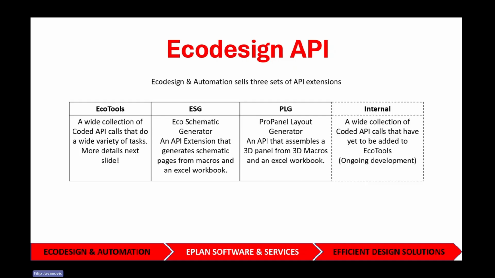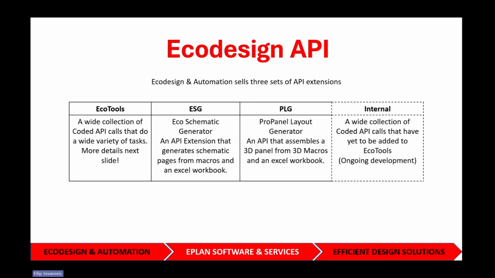The newest API we've come out with is the PLG. Like the schematic generator, the PLG is a Pro panel or 3D panel generator. It allows you to generate 3D panels from an Excel workbook, as well as other miscellaneous programs that allow you to modify things like mounting points and 3D macros.